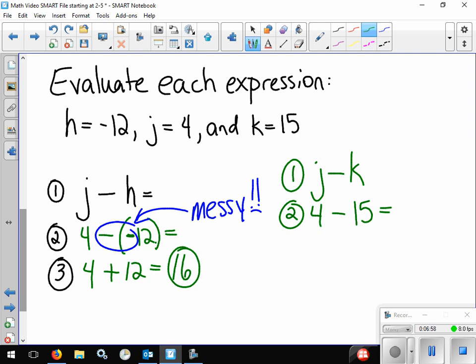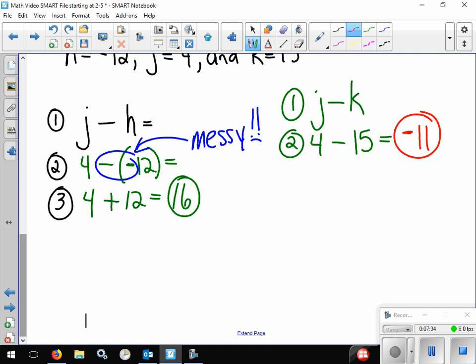4 minus 15. This means you had $4 in the bank. You went to Walmart. You went to Old Navy. You went somewhere. You went to Dick's Sporting Goods. I don't care. You went somewhere and you used your credit card. You bought $15 worth of something, clothing. I don't know. Well, you don't have $15 in your bank. You have $4 in your bank. So after spending money you don't have, you're in debt. There's that negative sign. You're in debt. How much? You're in debt $11. So you owe $11. So Walmart or whoever is going to be collecting $11 from you. So make sure you have it.